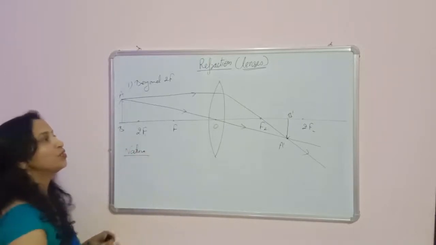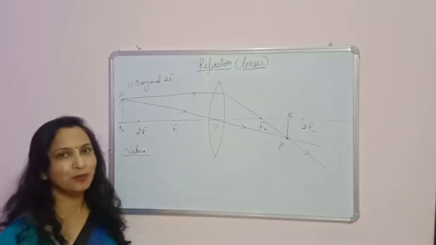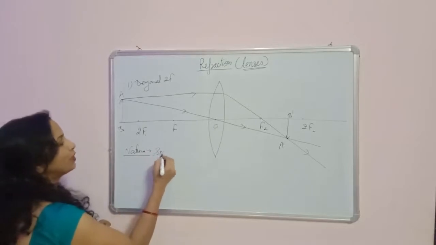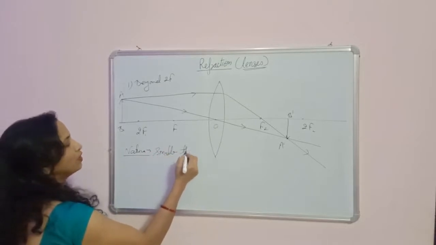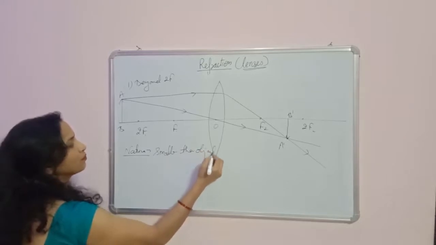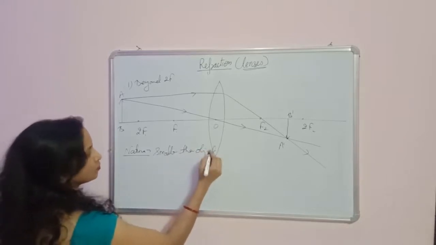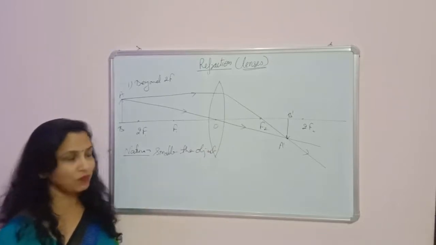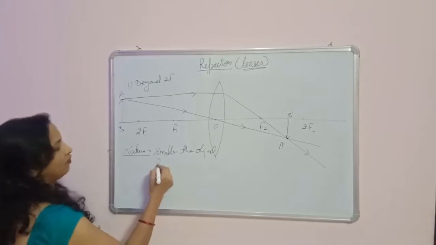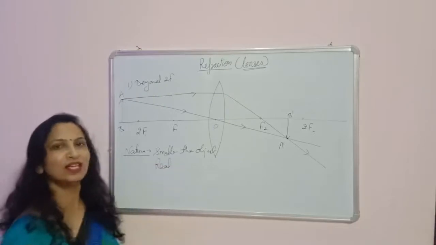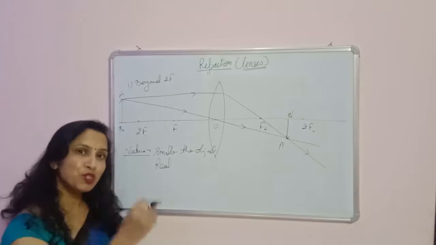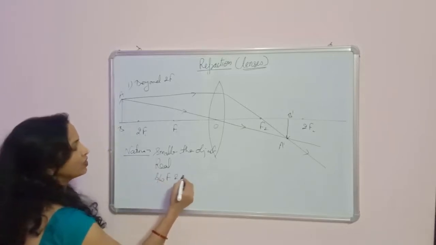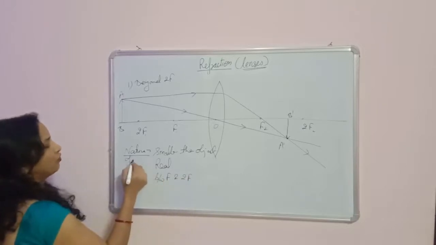So first, you will draw this image and then you have to write the nature of the image. Nature of the image is, first, it is smaller than the object. Smaller than the object. Okay. Second, since the light rays are actually meeting at this point, we will say the image is real. When the light rays actually meet at a point, this is called a real image. And what is the position of the image? It is formed in between f and 2f. Nature of image.